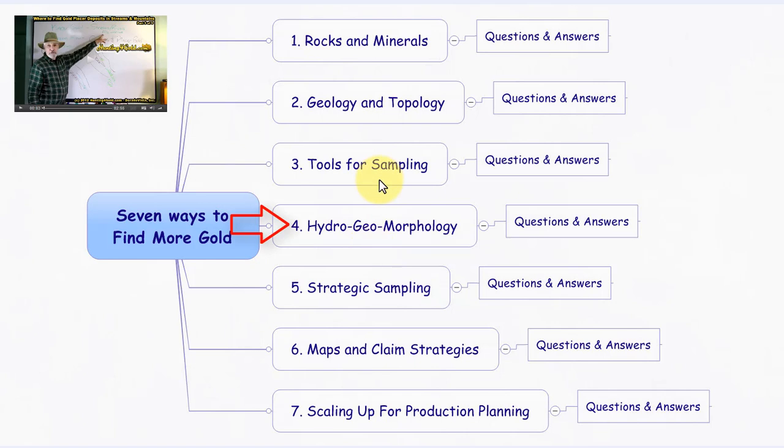Now the tools for sampling, that's pretty self-explanatory, but hydrogeomorphology, well, you say, what are you talking about? Well, that comes from 3 words, so let's talk about it. This is a little bit of language. So hydro, meaning water, water formed or water present. Geo, meaning earth or soil. And morphology, the study of shapes.